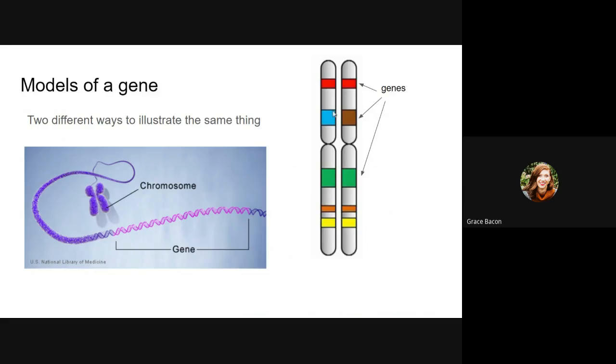So this is looking at the two chromosomes in the chromosome pair, and then each of those bands of color would be a gene. And you can notice the blue and the brown section there. Those would be, for example, a gene for blue eyes from mom and a gene for brown eyes from dad. We're not going to get into in this unit what determines which one wins, but we will later. So those are just two different ways to illustrate what a gene looks like, because these are just models. So those are two ways to think about what it looks like.